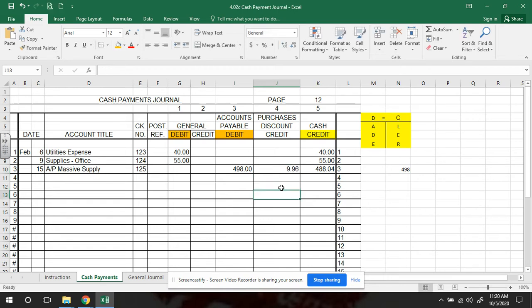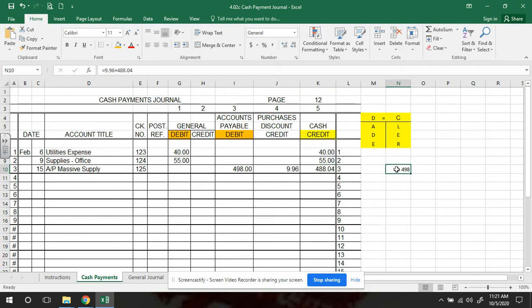Now, my debit, when I took the merchandise from them, it said that I owed them $498. That's what I have to satisfy, as that's what I owe them. But they gave me an opportunity to take a 2% discount, which was $9.96. I get to save this. This is like a coupon. I save this, and I write my check for the difference.